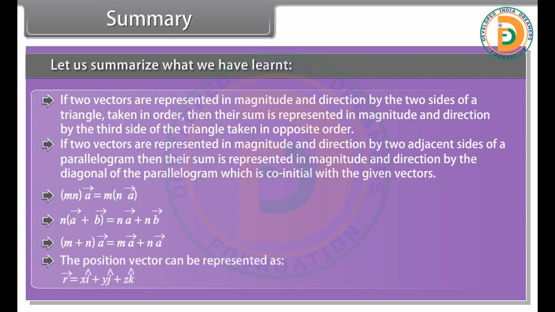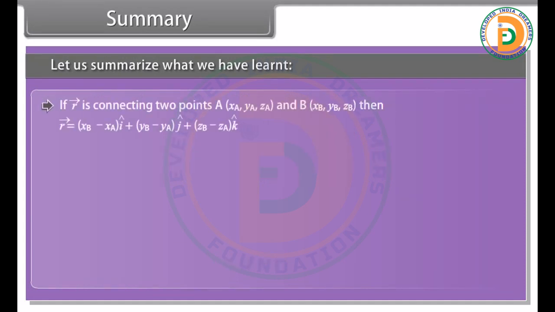The position vector can be represented as vector R equals x i cap plus y j cap plus z k cap. If vector R is connecting two points A (xa, ya, za) and B (xb, yb, zb), then vector R is equal to (xb minus xa) i cap plus (yb minus ya) j cap plus (zb minus za) k cap.